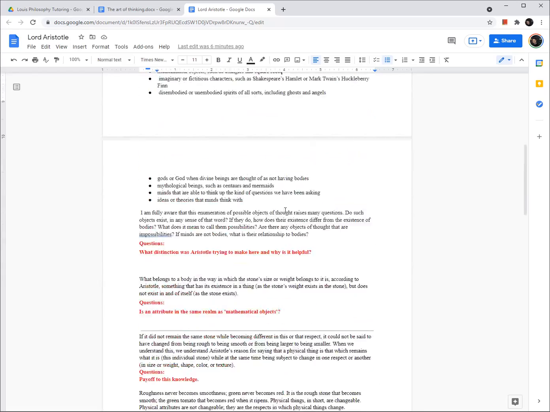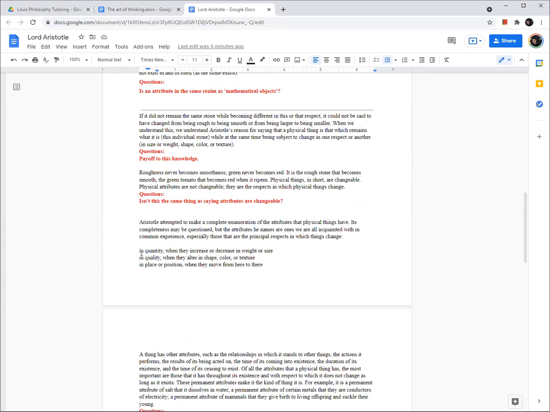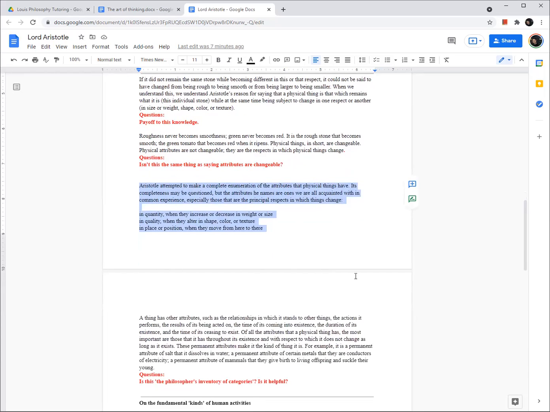Where is it? Like these ones: quantity, quality, place or position. Like when thinking about anything, he made a list. I read that he made a complete enumeration of the attributes that physical things have. Yeah, I've been reading about that. That's what I was reading today. Categories. The philosopher's inventory of categories.